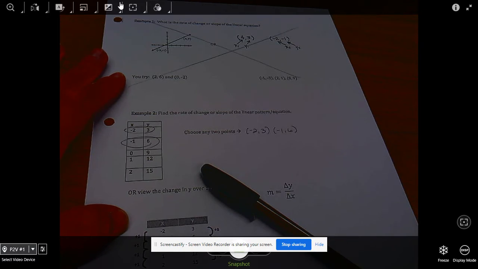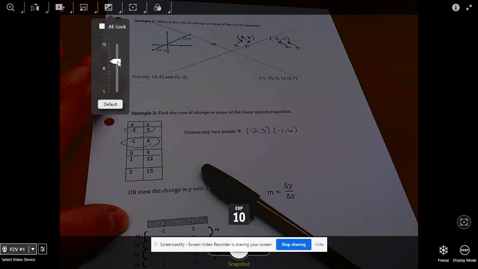One second. It seems really dark in here. There we go. Let's make it brighter.